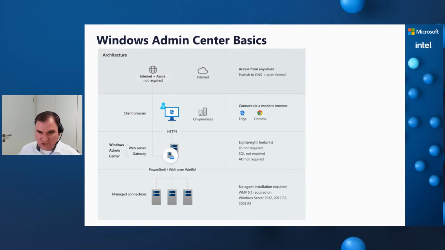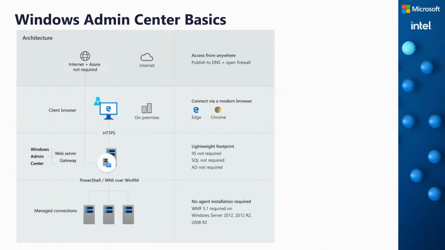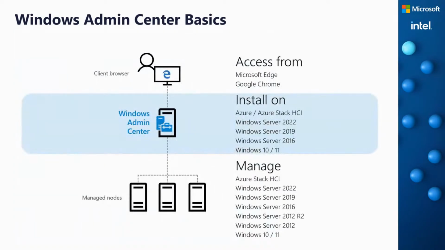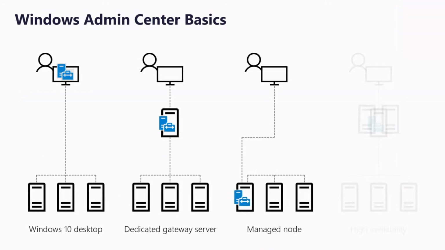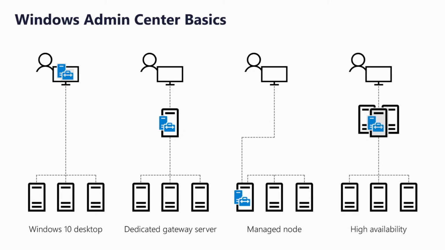We have a small installation on a management server, and we access the Windows Admin Center from a browser. Edge or Chrome are supported, and the servers we manage with the Windows Admin Center will not receive an agent or something like this. It can be installed on a server or on a client, and we have different architecture models. My preferred model was model number 2, where I have a dedicated management server that is used to manage other servers in the network, but it's your decision which model you prefer.